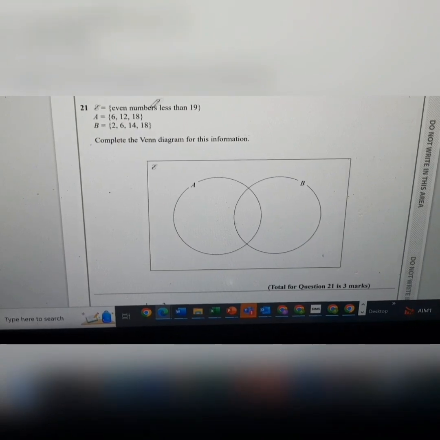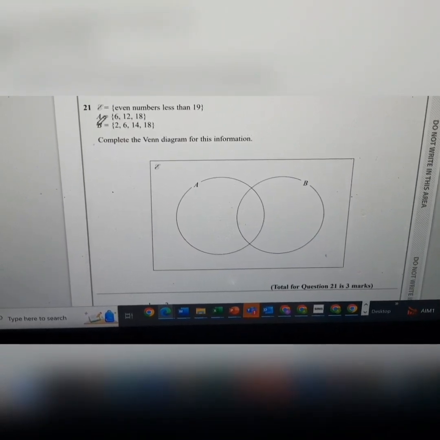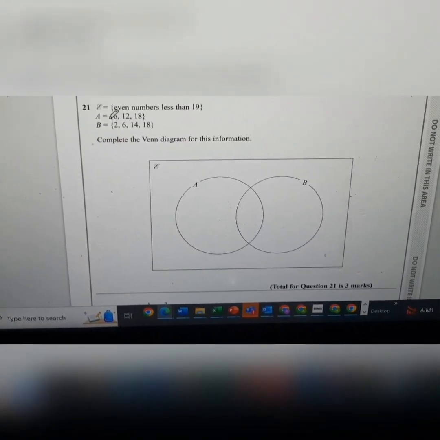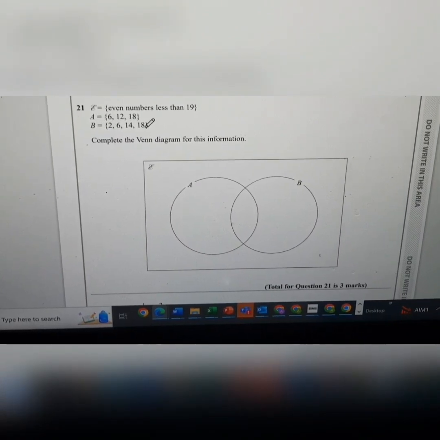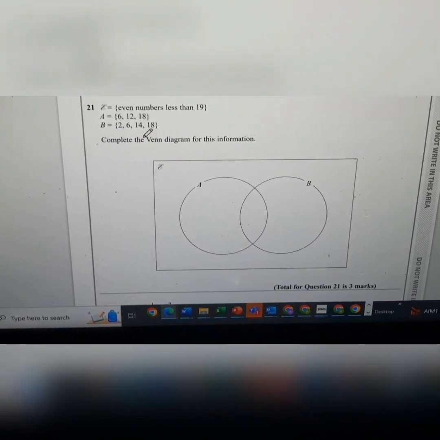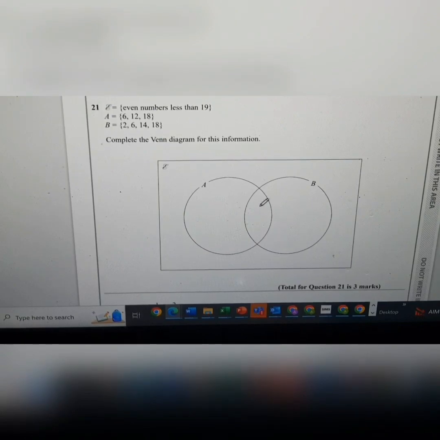So the set contains even numbers less than 19. So A is 6, 12, and 18, and B is 2, 6, 14, and 18. You can see that 6 and 18 are in both sets, so I'm going to put 6 and 18 in the overlap section, just cross them out. And then I've got 12 in A, 2 and 14 in B, but my numbers are even numbers less than 19, so I need to check that I've got all the even numbers.